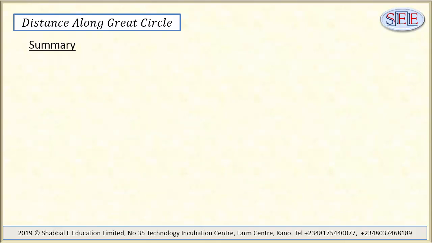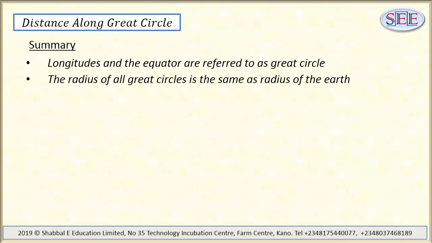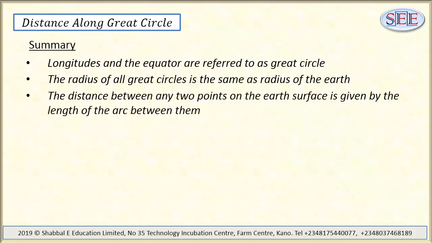And this is the end of this lesson. Let us now revise some of the things that we have learned in this lesson. In this lesson, you have learned that longitudes and the equator are referred to as a great circle. You learned also in this lesson that the radius of all great circles is the same thing as radius of the earth. You learned also that the distance between any 2 points on the earth's surface is given by the length of arc between them.